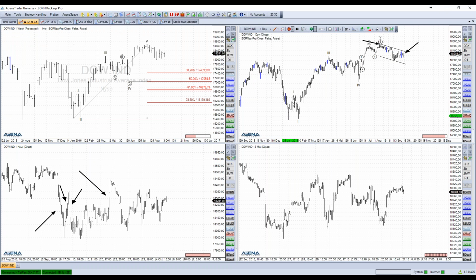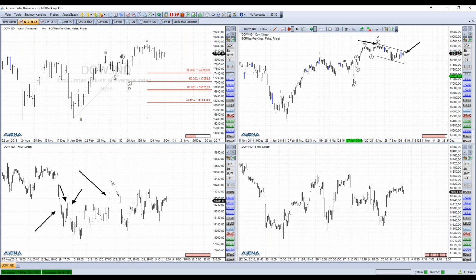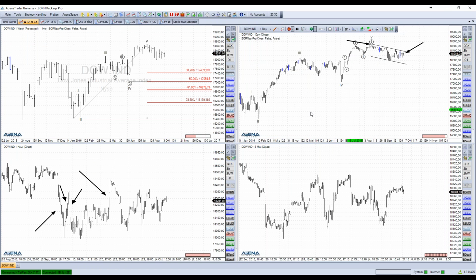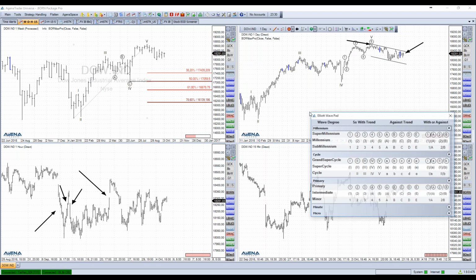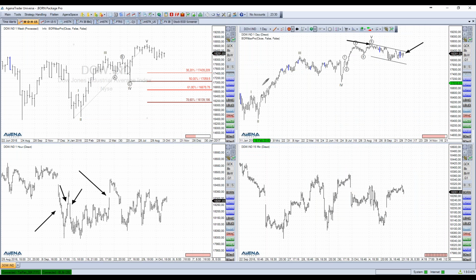So the Roman letters here are the bigger picture, and you can see the internal move here, which is giving us the impression for the lower time frame. Sometimes you can even do it to really low degrees. I just want to give you a little bit of an impression of where the market is going.